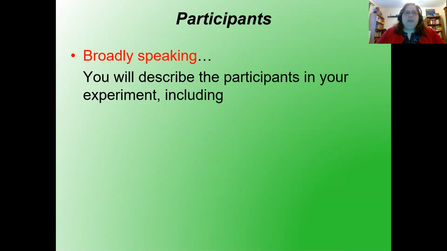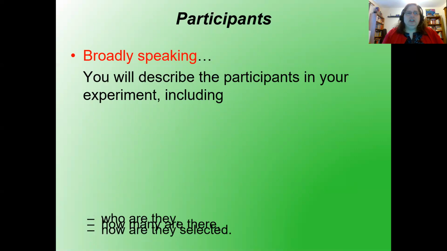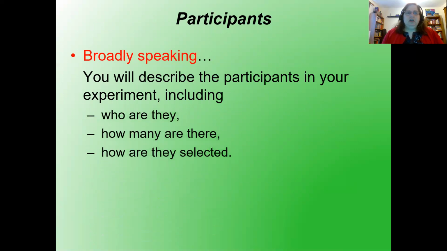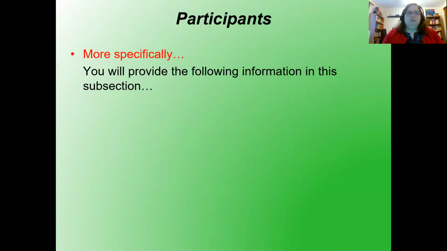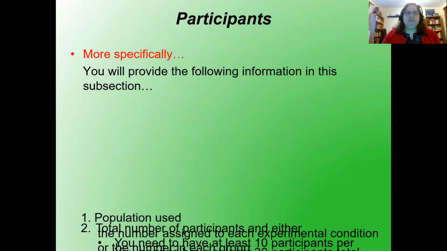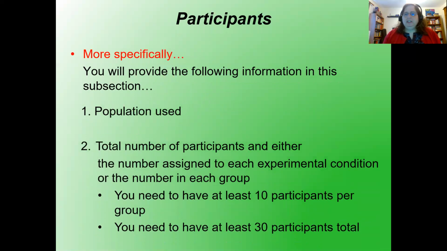Now, broadly speaking, you will describe the participants in your experiment, including who they are, how many there are, and how they're selected. More specifically, you will provide the following information in the subsection. The population used. Who is the population that you are targeting? Who are you hoping to generalize the study to?